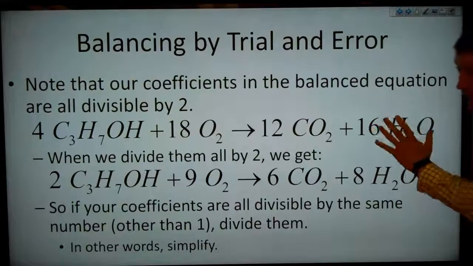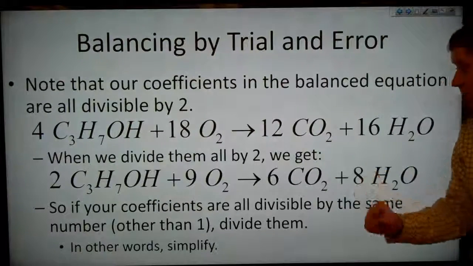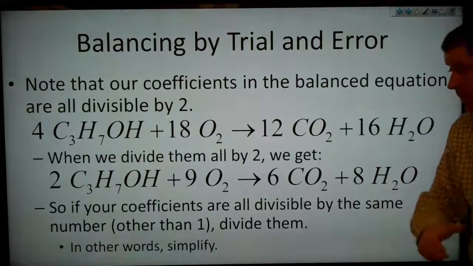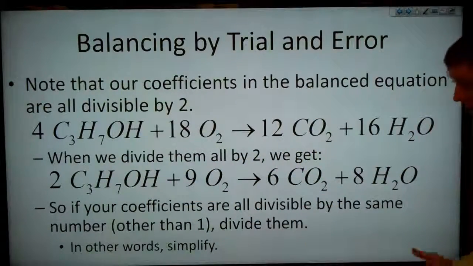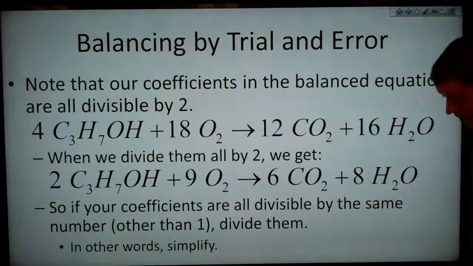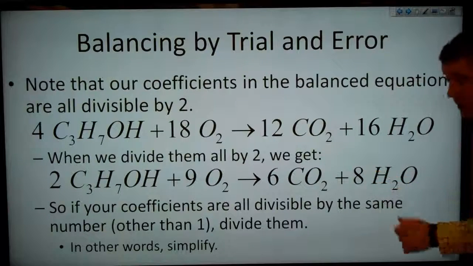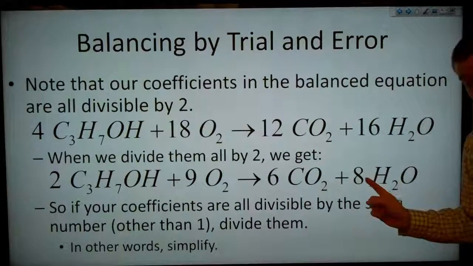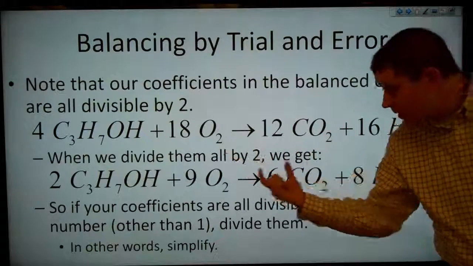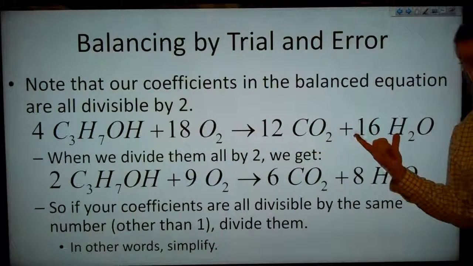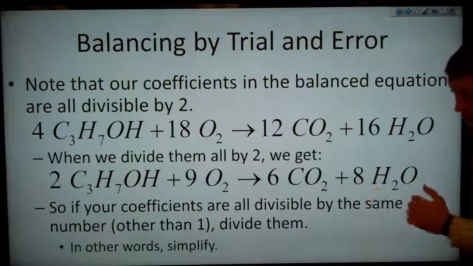And note that our coefficients in the balanced equation are all divisible by 2. So 4 is divisible by 2, 18 is divisible by 2, 12 is divisible by 2, and 16 is divisible by 2. And if we divide them all by 2, then we get 2 propanol plus 9 oxygen gas yields 6 carbon dioxide plus 8 water molecules. But that's what we had that first time around when we balanced, which means that the ratios in that original balanced equation that we had with 2 propanol molecules, those ratios between our reactants and products are exactly the same up here. So if your coefficients are divisible by the same number other than 1, then divide them.